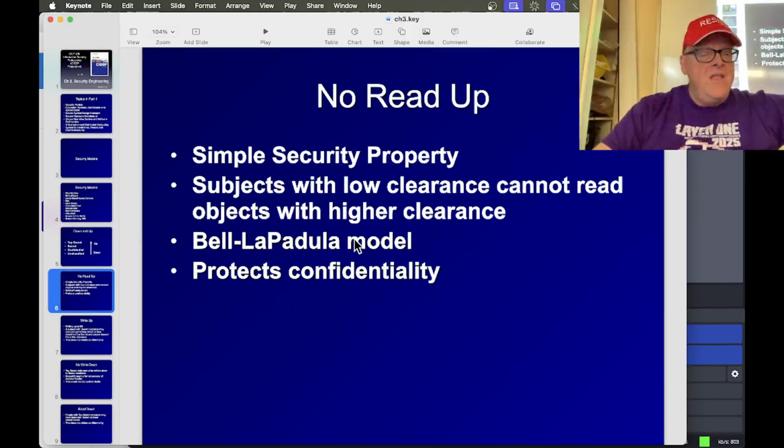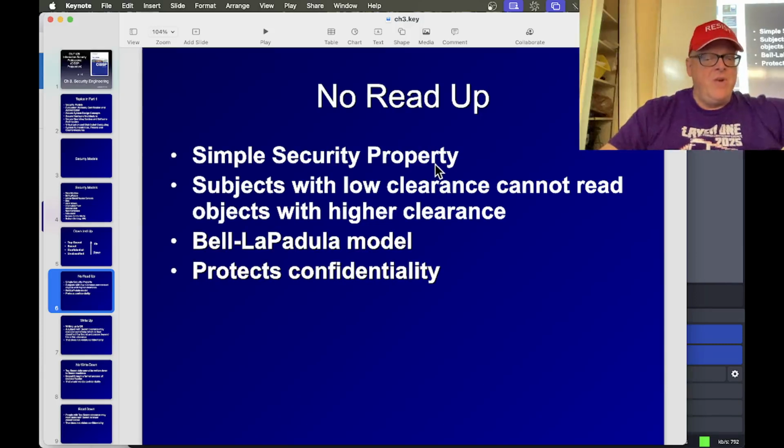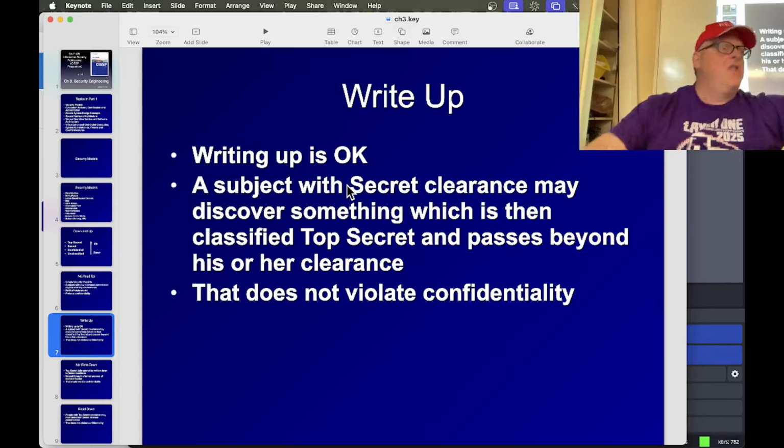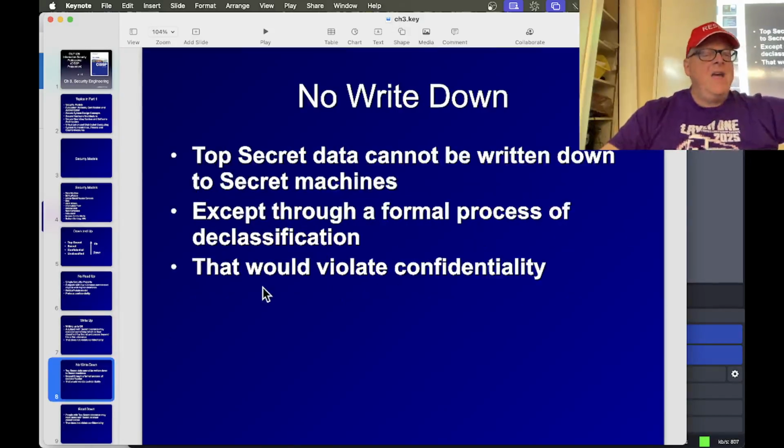You cannot read anything above your security clearance. No read up. That's called the simple security policy. And that's what the first model was, the Bell-LaPadula model, and it does create confidentiality. All right, the problem is you can write up. Of course, you could write something and it could then move up and be classified. That would be all right. But that means a person at secret clearance could discover something which then goes up to top secret and passes beyond their clearance. That does not violate confidentiality. What it does, however, is it violates integrity. And so that's the issue.